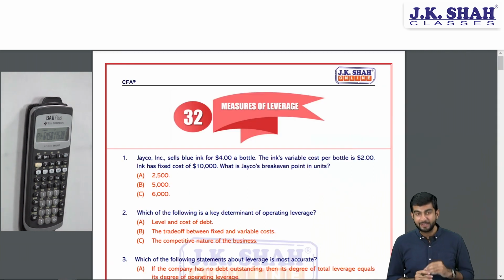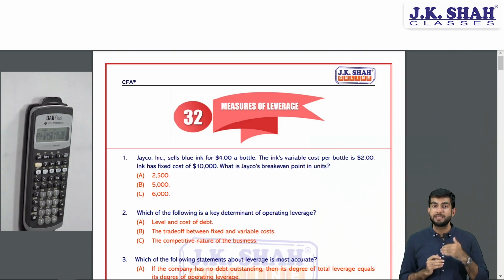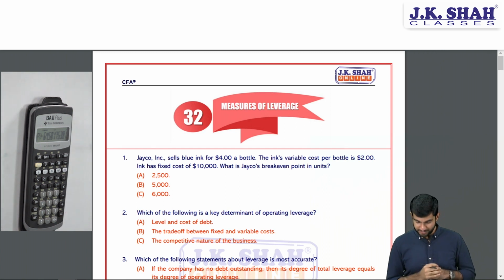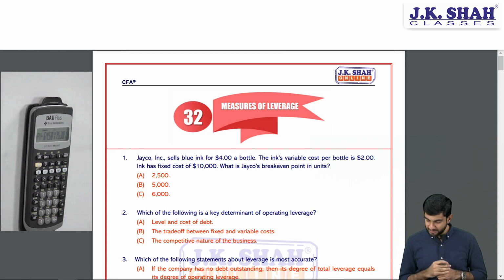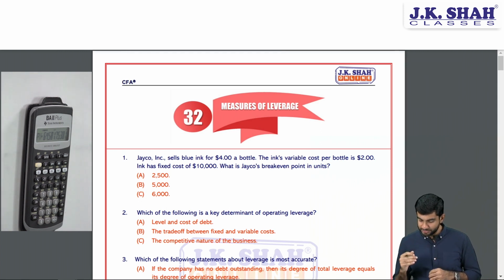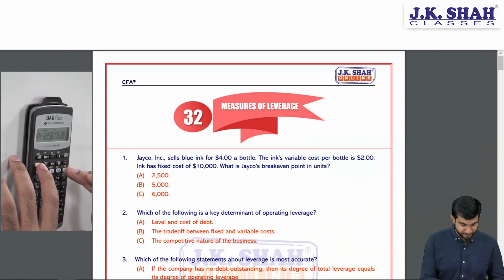Now you will be getting questions wherein you will be asked to solve the break-even point. Now how to solve that on the calculator? Let us solve the first question. Jayco sells blue ink for $4 a bottle. The ink's variable cost per bottle is $2. Jayco has fixed cost of $10,000. What is Jayco's break-even point in units? Now how to solve this?